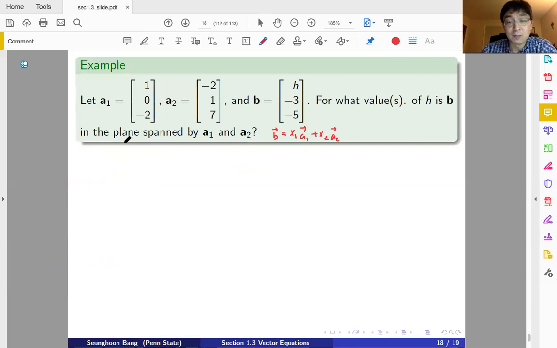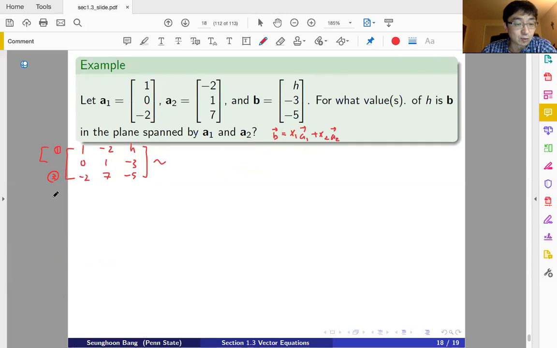So you can change it to the matrix form, the same procedure as the previous example. So we can make the AX equals B form. Here we have A1 is 1, 0, negative 2, A2 is negative 2, 1, 7, and B is h, negative 3, minus 5. You can make the augmented matrix. Next, you can find the echelon form. This is the third row, this is the first row.